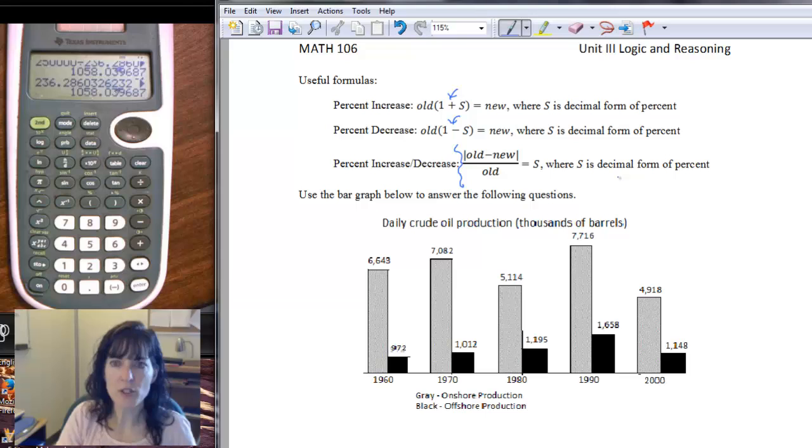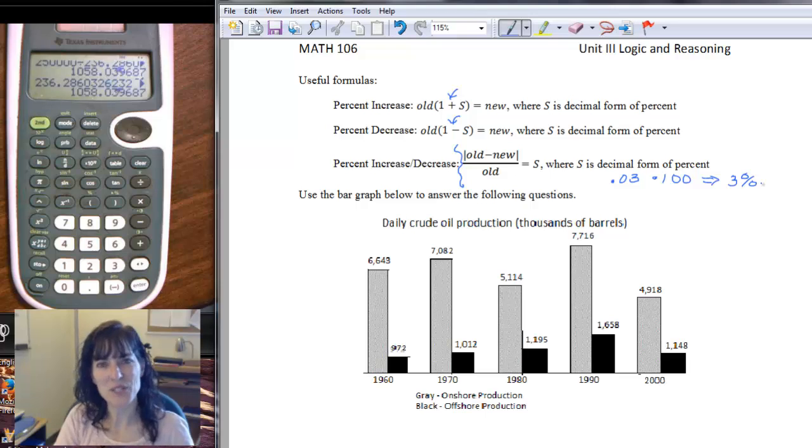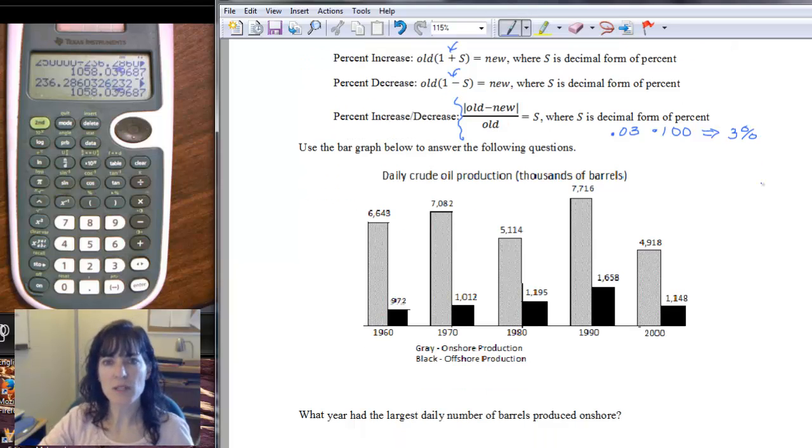And that's going to give you the decimal form of the percent. If you want to convert it to a percent, like say you come up with 0.03, remember just multiply by 100 and then you'll have 3%. It'll be in percentage form then. So if you need it in percent form, multiply by 100. All right, let's use these formulas here.